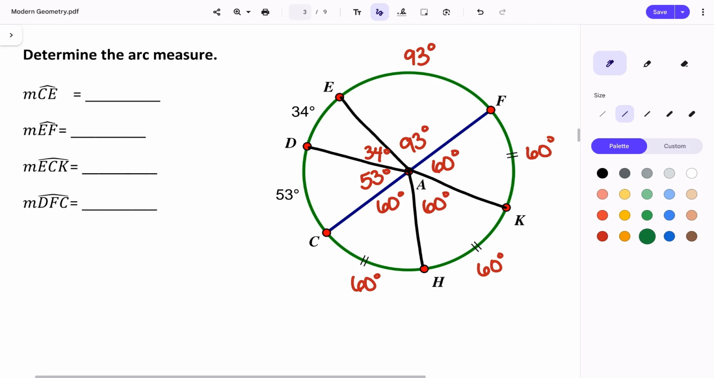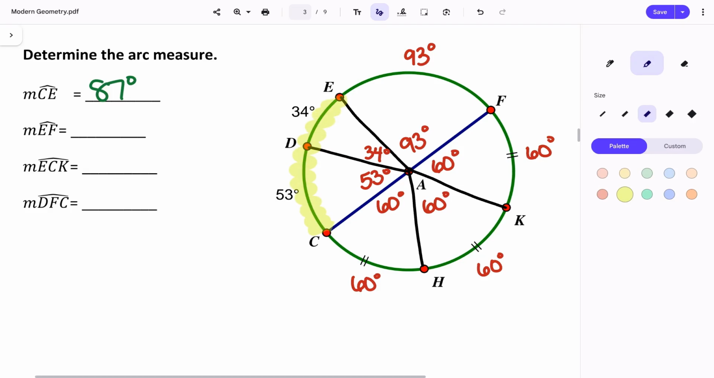Okay, so starting with arc CE. Is CE a major arc or a minor arc? Minor, because it has 2 letters. So it's got to be less than 180. So C to E is how much? 87. Very good. Because you have to go from C, I'll just highlight here, from C to E.